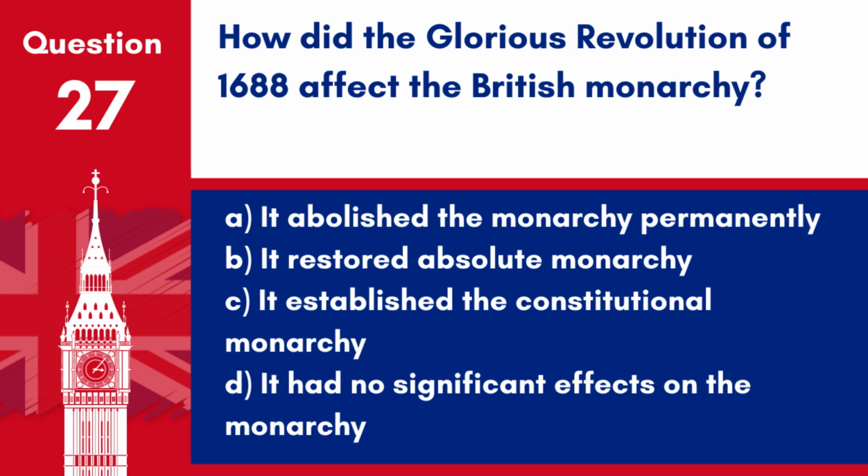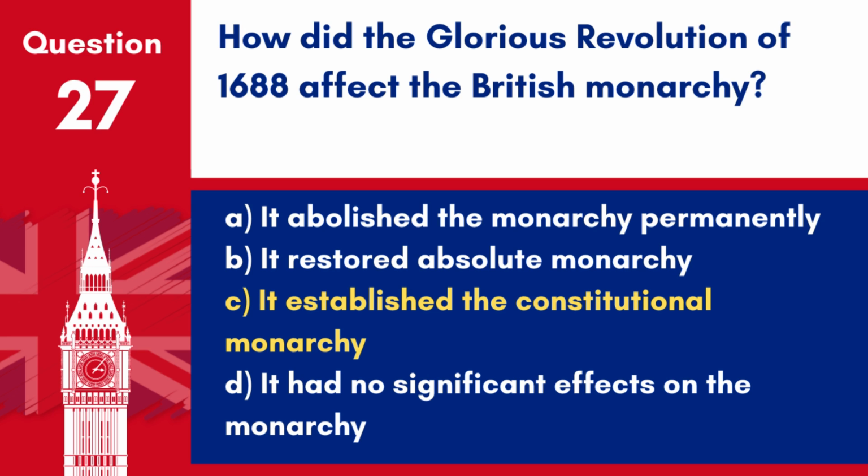Question 27. How did the Glorious Revolution of 1688 affect the British monarchy? A. It abolished the monarchy permanently. B. It restored absolute monarchy. C. It established the constitutional monarchy. D. It had no significant effects on the monarchy.